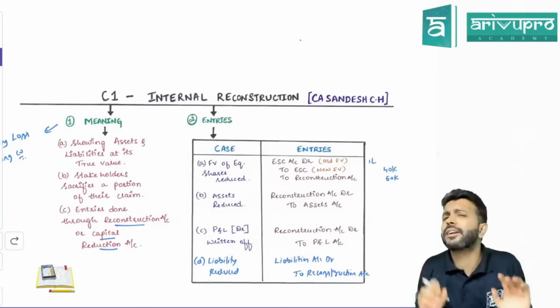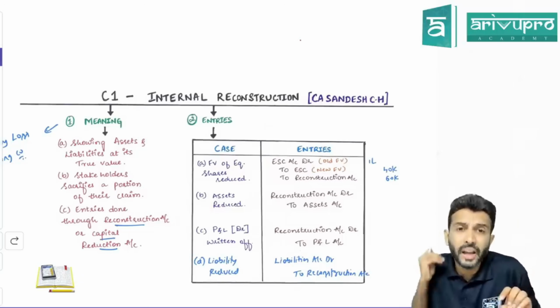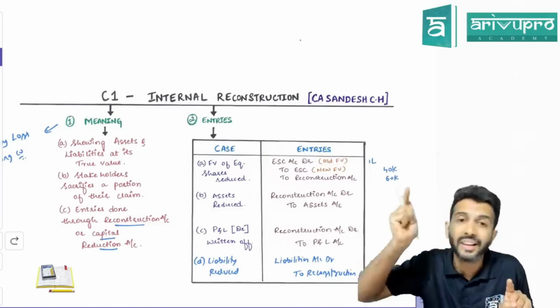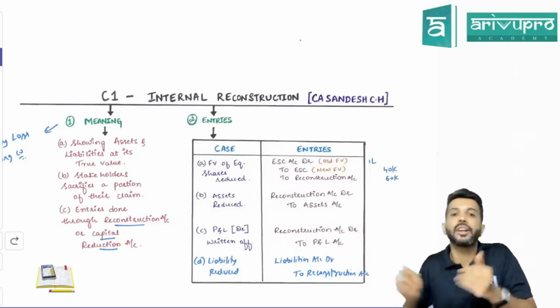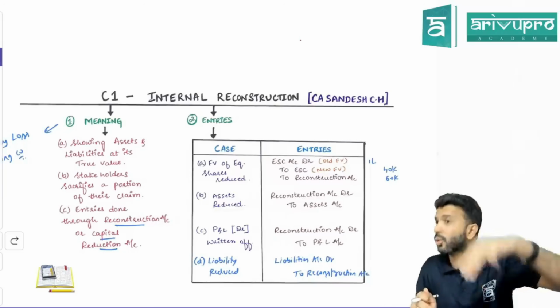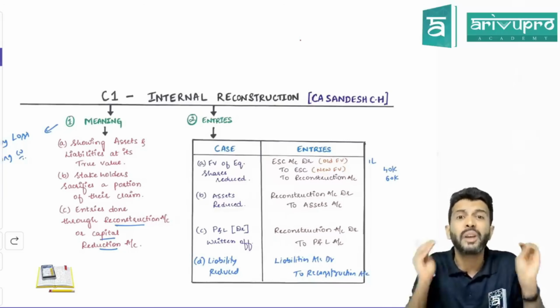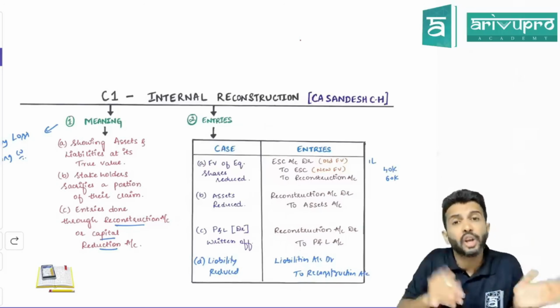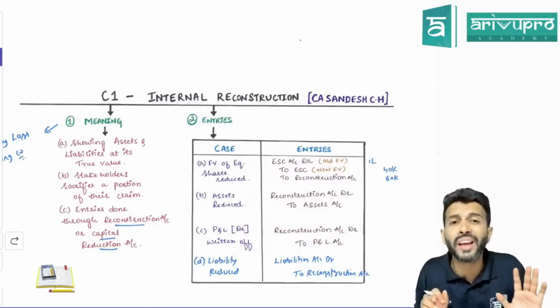So in this particular internal reconstruction, what does the company do? They will approach the stakeholders, not shareholders. Stakeholders means equity shareholders, preference shareholders, creditors, debenture holders, bank loan people; everybody will be approached by the company. And what will the company tell all the stakeholders? To sacrifice a portion of their claims.